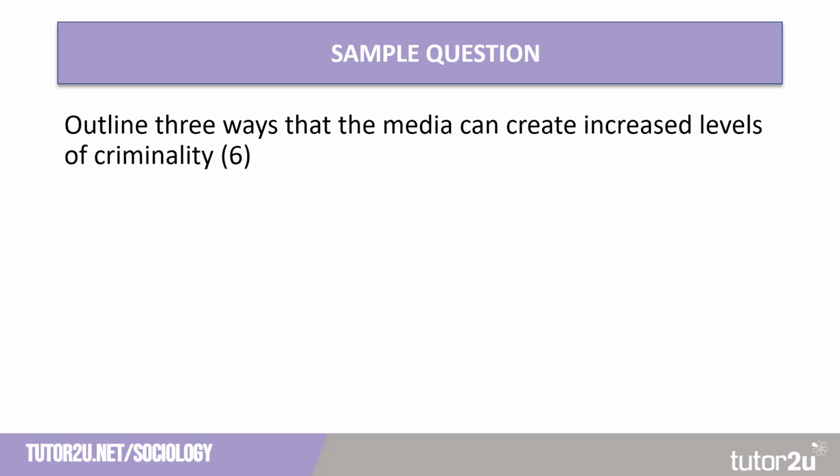Now we're going to look at question 2, which is a 6-mark question. And sometimes these questions can be a little bit more tricky. Here, the question is asking us to outline 3 ways that the media can create increased levels of criminality. So it's giving us the increase, but it's asking us for ways in which the media creates this increase.